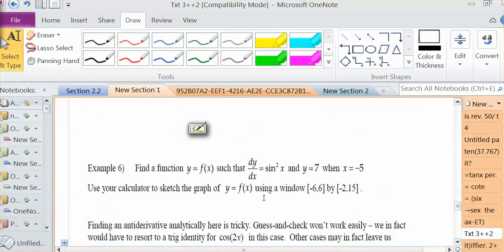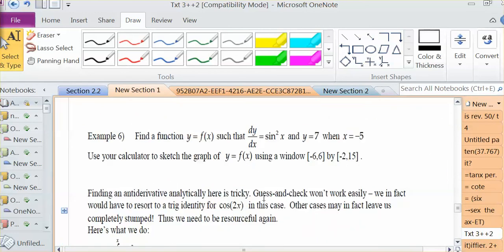Okay, last example, then the video will be over. Example 6, you're asked to find a function y such that the derivative of our function is that, and of course when x equals -5, y is 7. Here's the problem. So you want to find the antiderivative of sine squared x.